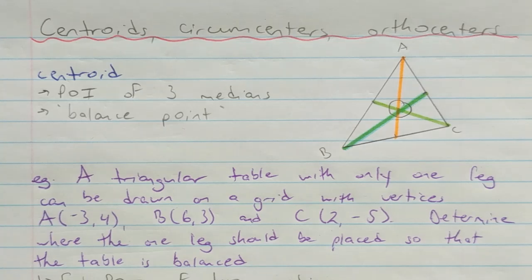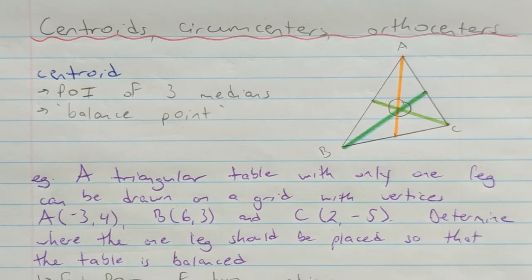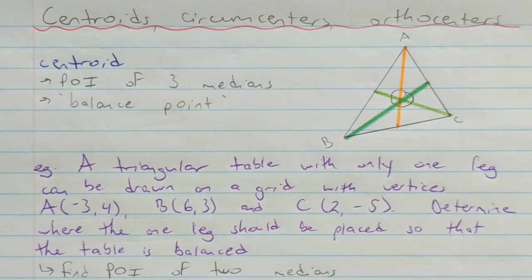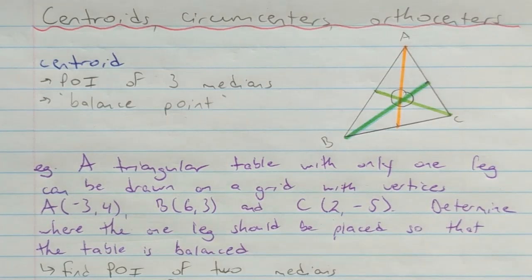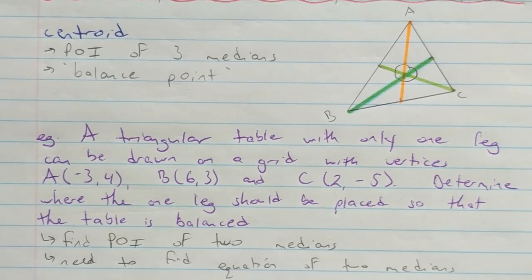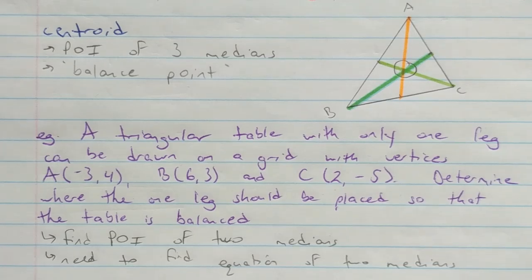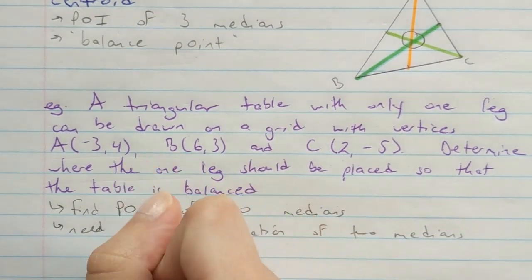There is a long way of doing this, and we are going to go through all of the steps together. Essentially, we need to find the point of intersection of two of our medians. If we find that point of intersection, we know it's going to be the exact same point for the third median, so that's what we need to find, the point of intersection of two medians. In order to find the point of intersection of the two medians, we need to find the equations of the two medians.